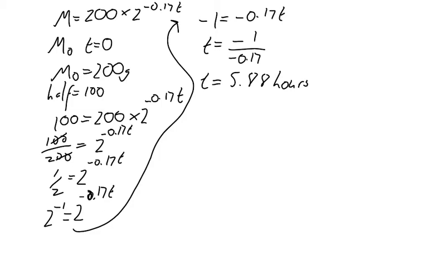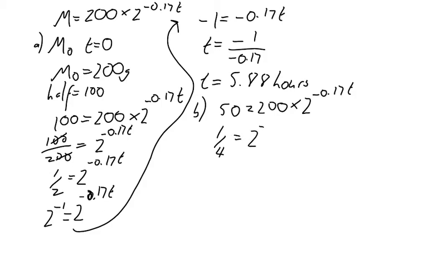So if we wanted the time it reached, that's part A. If I wanted the time it reached 50 grams, for example, so it'll be 50 equals 200 times 2 to the power of negative 0.17 T. So 50 divided by 200, dividing both sides by 200, so we're going to go a quarter, equals 2 to the power of negative 0.17 T. Quarter, well that's 1 over 2 squared, which is 2 to the negative 2, because it's a fraction, equals 2 to the power of negative 0.17 T.